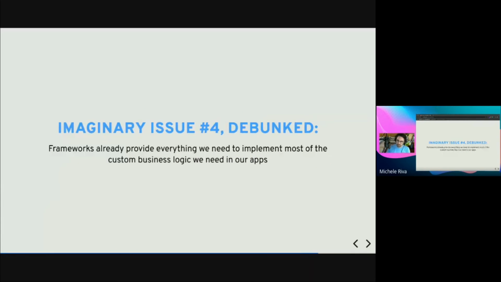So, imaginary issue number 4 debunked. Frameworks already provide everything we need to implement most of the custom business logic we need in our apps. Hard to swallow pill, but that's how it is.